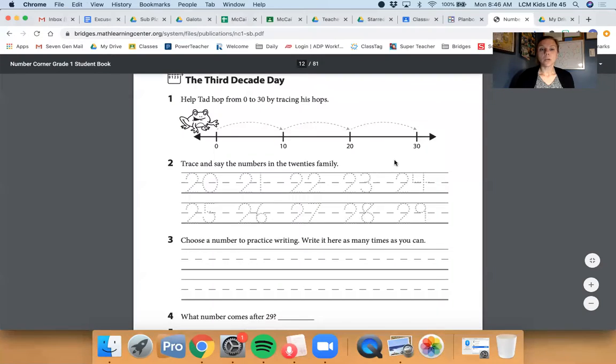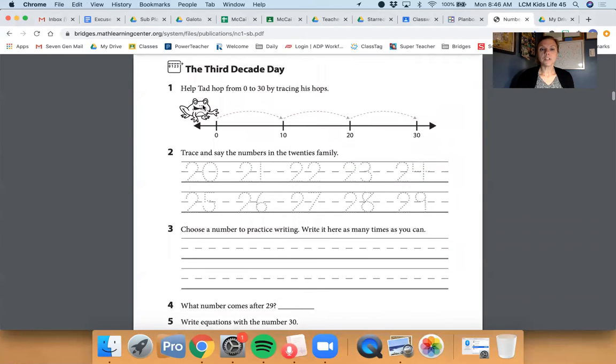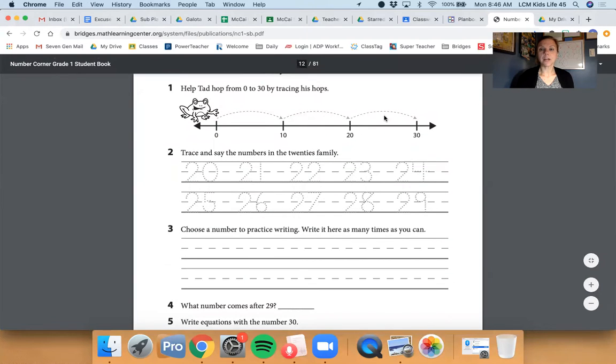In your number corner book today, and this is the first time we're using our number corner book, you need to find your book that says Number Corner Student Book. In our Number Corner Student Book today, you're going to be practicing your skip counting. Your worksheet is going to look like this on page 8. First, you'll help Tad hop from 0 to 30 by tracing his hops, just like we just did.